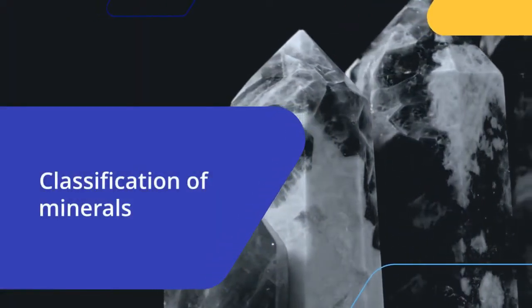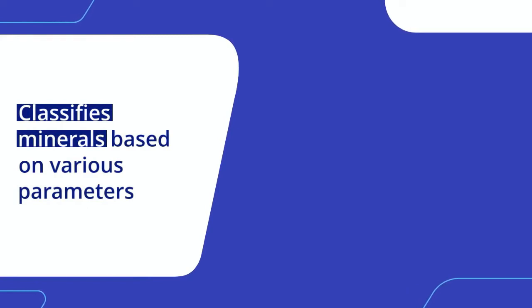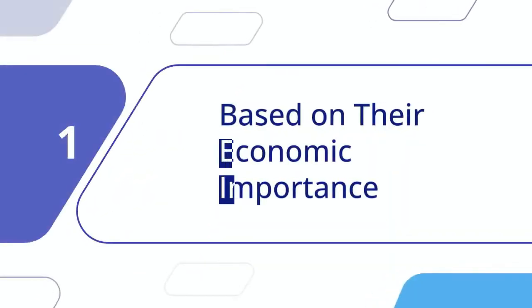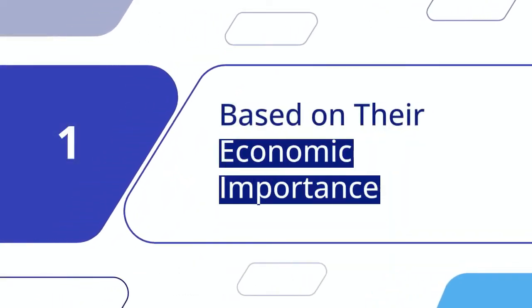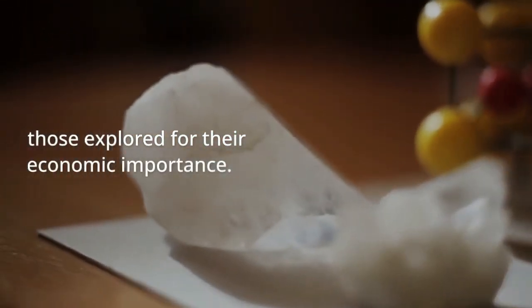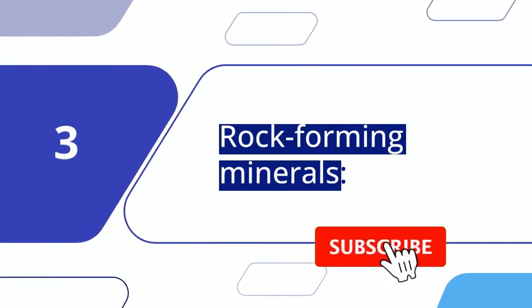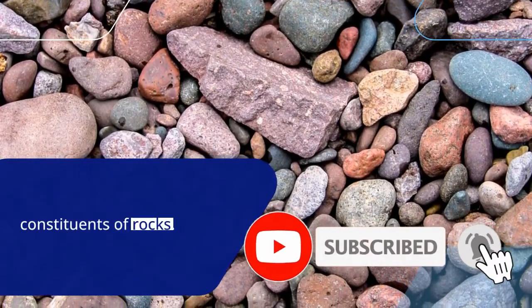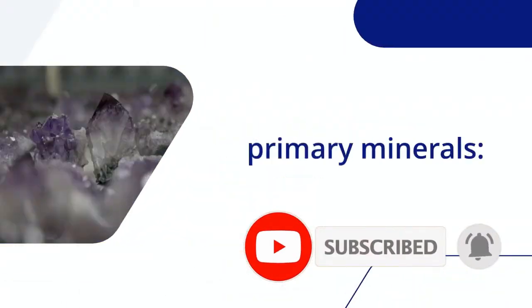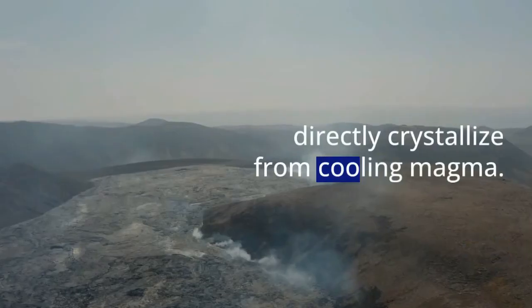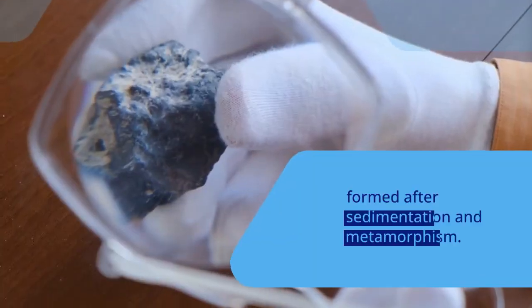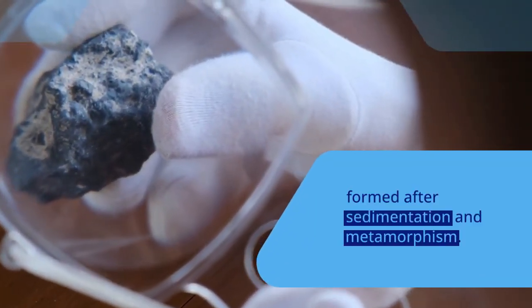Classification of minerals. Minerals are classified based on various parameters. 1. Based on their economic importance. Economic minerals are those explored for their economic importance. Rock-forming minerals are constituents of rocks. 2. Based on their origins. Primary minerals directly crystallize from cooling magma. Secondary minerals are formed after sedimentation and metamorphism.